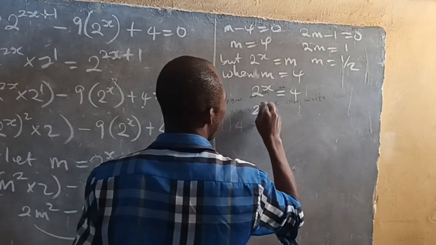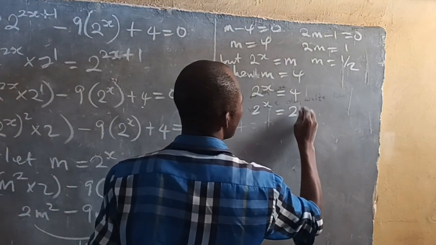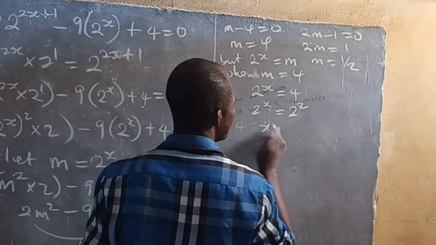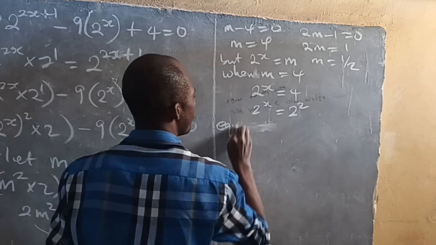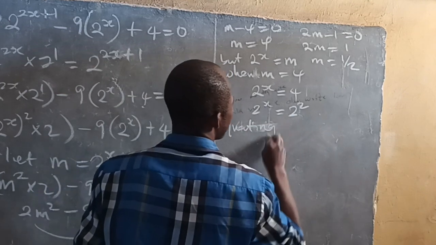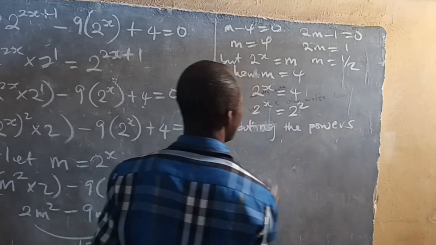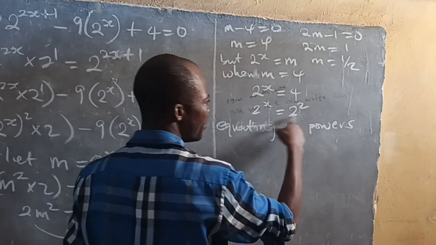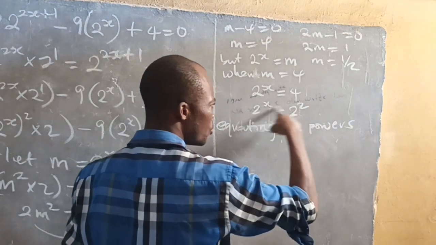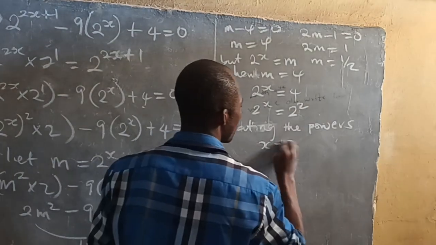So 2 raised to the power of x will now be equal to 2 raised to the power of 2, and then equating the powers. Since the bases are equal, we equate the powers, so x will be equal to 2.